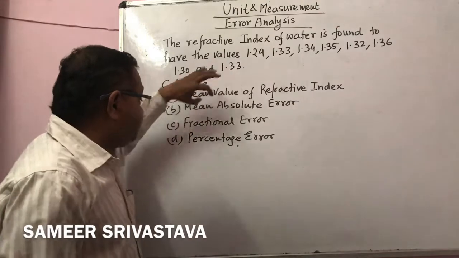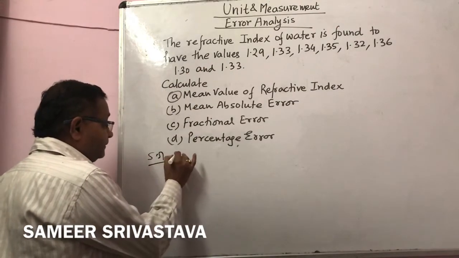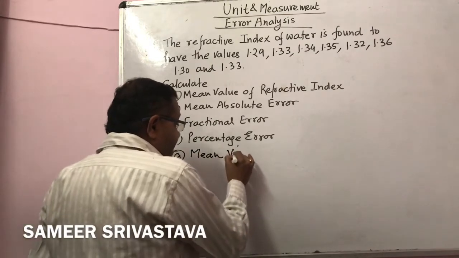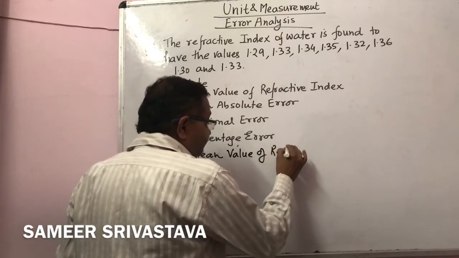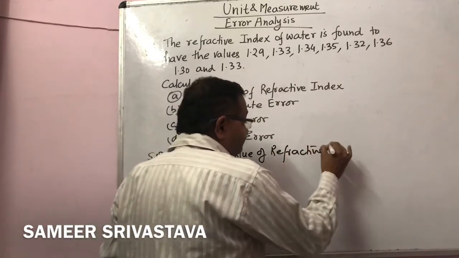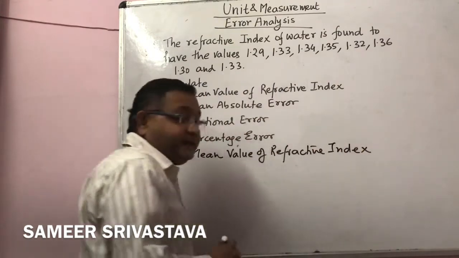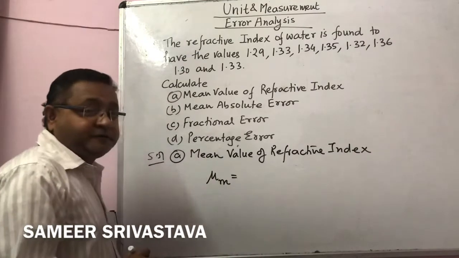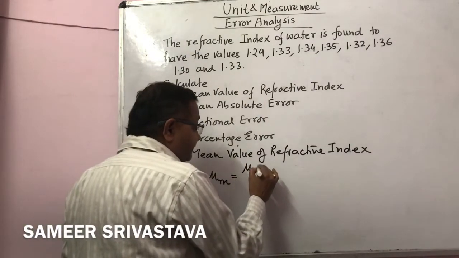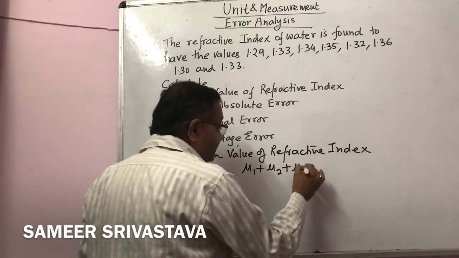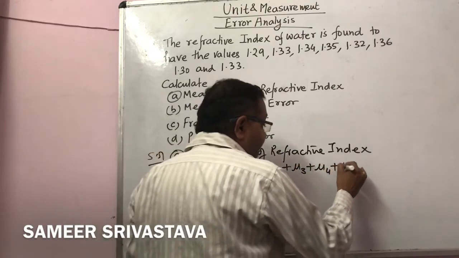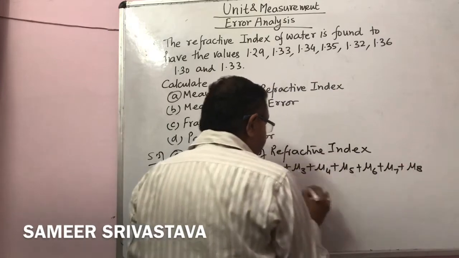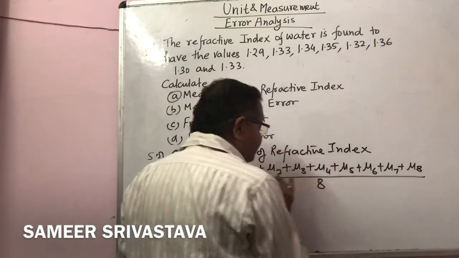Now I am going to start from section A, the mean value of refractive index. Now we have to find the mean value. For the mean value, the refractive index symbol is mu. Mu m is the mean value of refractive index. That is a summation of all refractive indices, mu 1 plus mu 2 plus mu 3, mu 4, mu 5, mu 6, mu 7 and mu 8, upon the number of refractive indices given, which is 8.